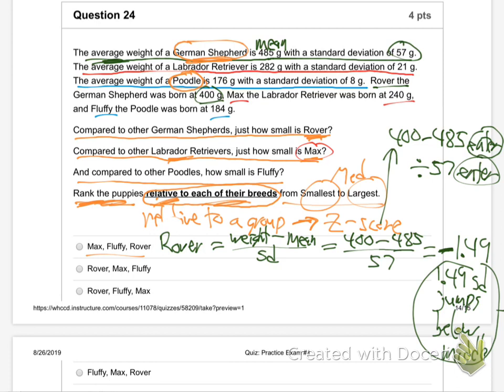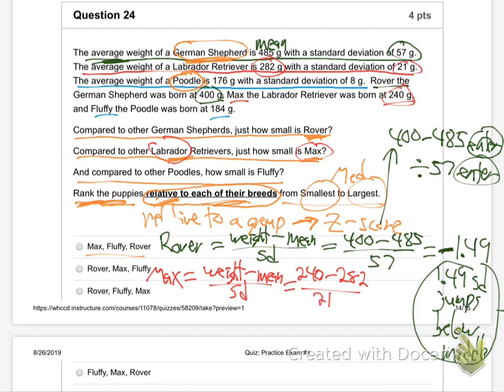Let's do Max. Same kind of thing. Take Max's weight minus the mean over the standard deviation. Max's weight is 240, minus the mean for Labrador Retrievers, 282. The average Labrador Retriever is 282, and the standard deviation is 21. If you do that in your calculator, remember to hit enter after the subtraction, and then again after the division. I'm getting negative 2.